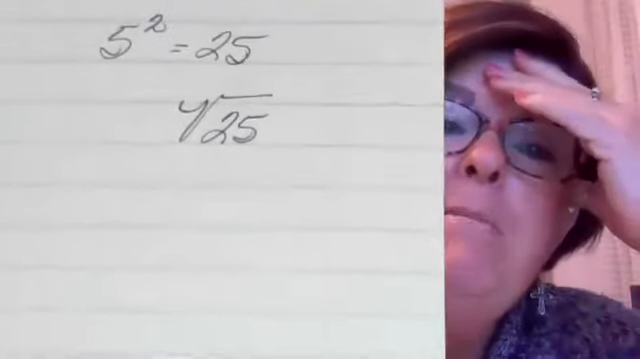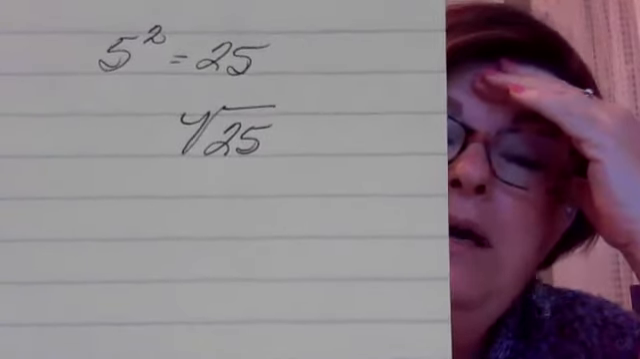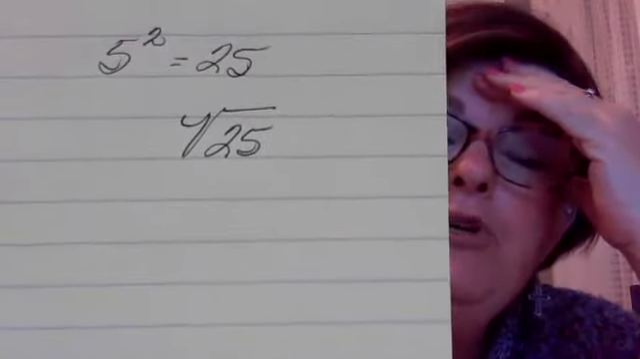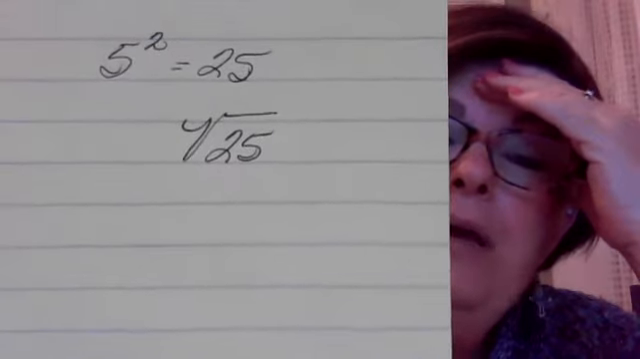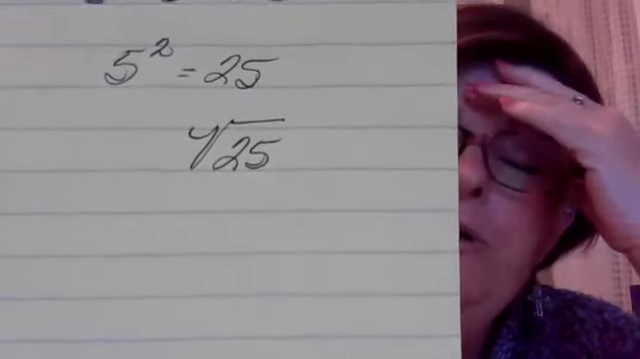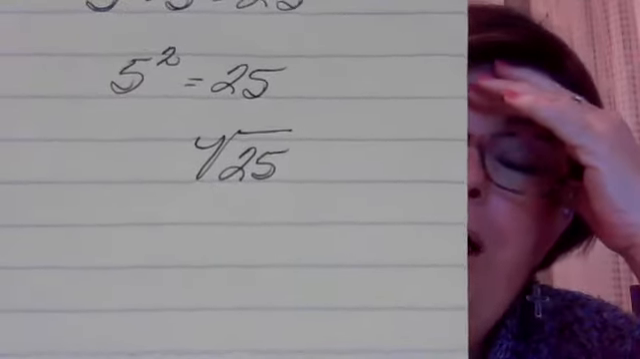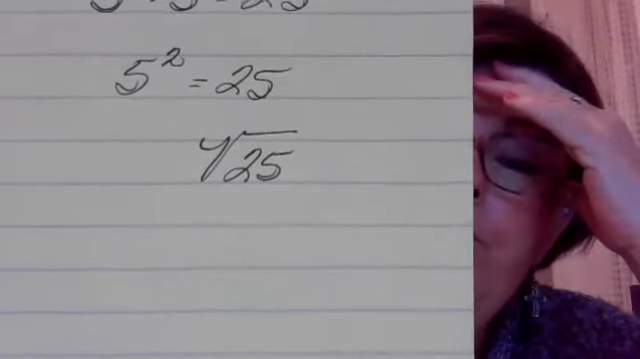If 5 squared equals 25, then when we want the square root of 25, that means we're looking for a number that, when taken times itself, will give me 25. So it can't be 7. 7 times 7 won't give me 25. 3 times 3 won't give me 25, but 5 times 5 will.